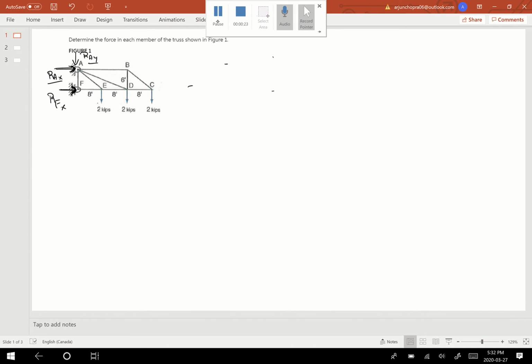And let's write the equation. Sigma Fx equal to 0, and the other equation is sigma Fy equal to 0. So what are the forces in the horizontal direction? RAX plus RFX, both acting in the forward direction, so I'll consider both as positive, equal to 0. Is there any other force acting in the forward direction? No.